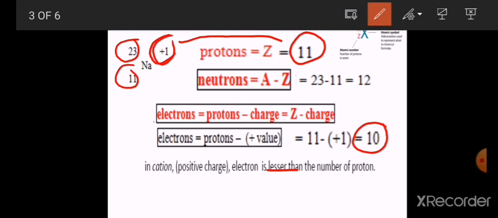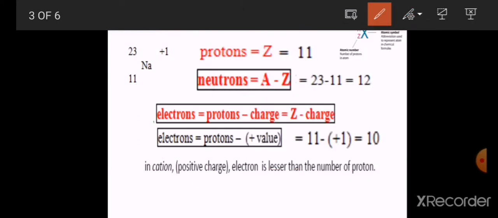Okay, nare-reflect yung relationship ng protons and electrons dun sa charge. Mas marami ang 11 protons kaysa sa 10 electrons by 1. Okay, so ang tawag natin dito sa positively charged atom na to or ion is cation. Palagi, sa cation, mas kukonte ang electrons kaysa sa protons.